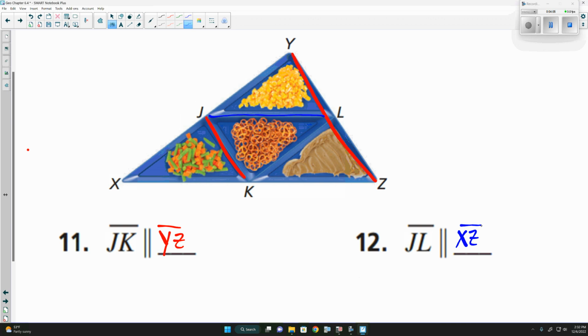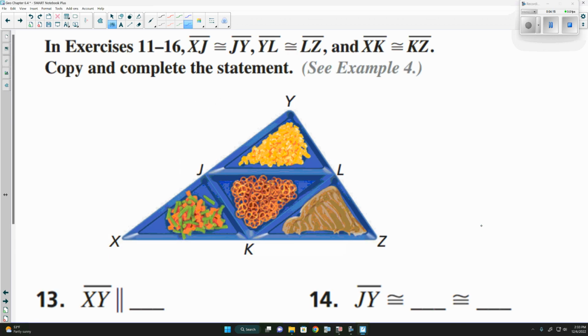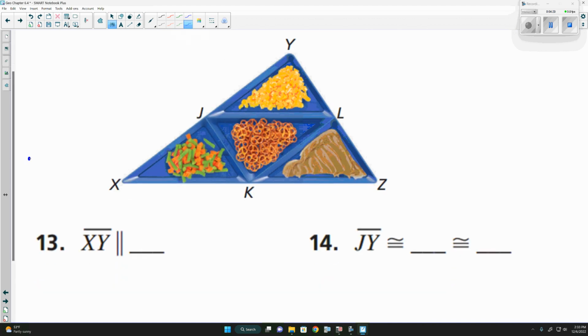Questions on this here? You ready for the next one? This time we're saying XY would be parallel to what? KL. Now, number 14 is a little bit different. It's saying JY.